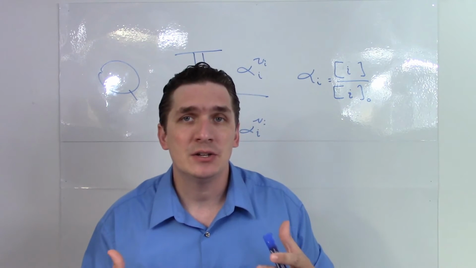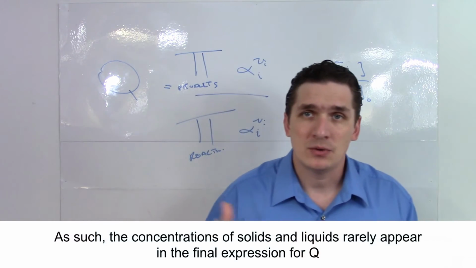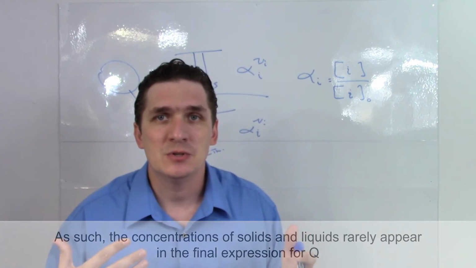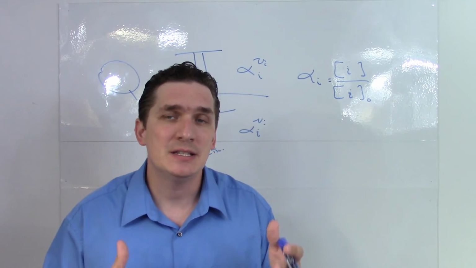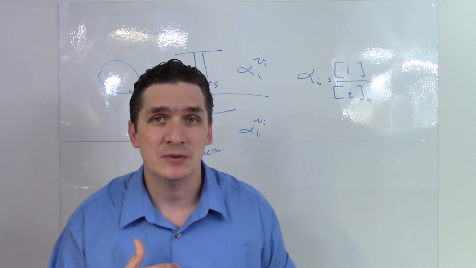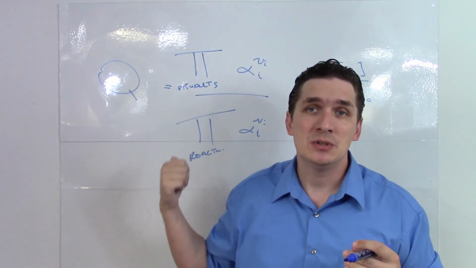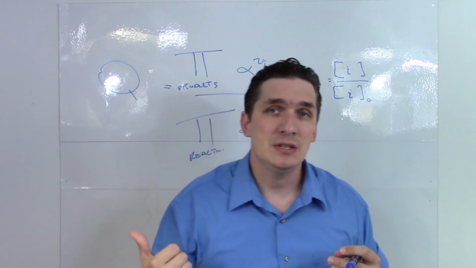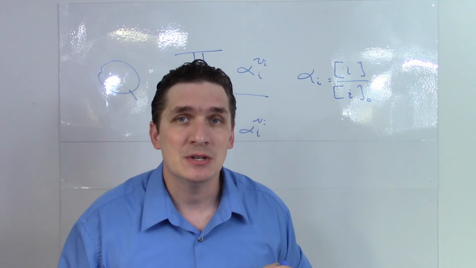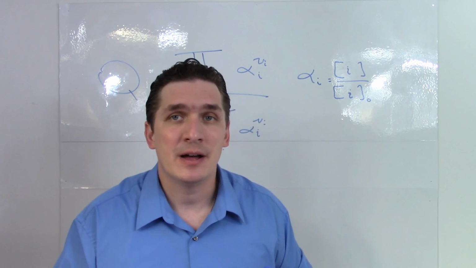I have a video on how to quickly work out what the expression for Q is based on a reaction. We'll talk about that next. But basically, because of how we set our definitions for activity and our reference concentrations, the concentrations of the solids and liquids don't appear in this expression for Q, only the concentrations of the gases and the aqueous mixtures. And even those are unitless because they're being divided by 1 molar.